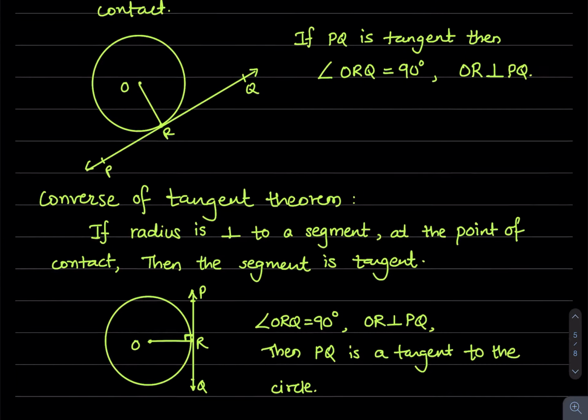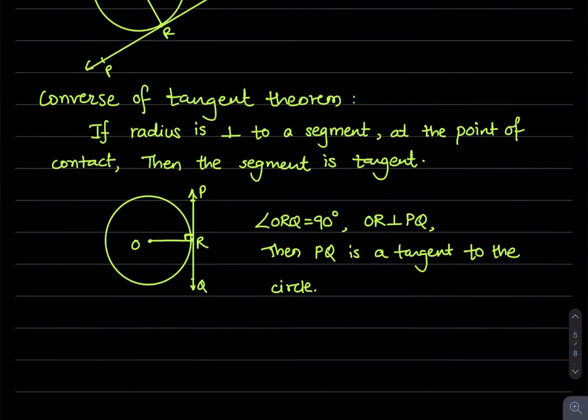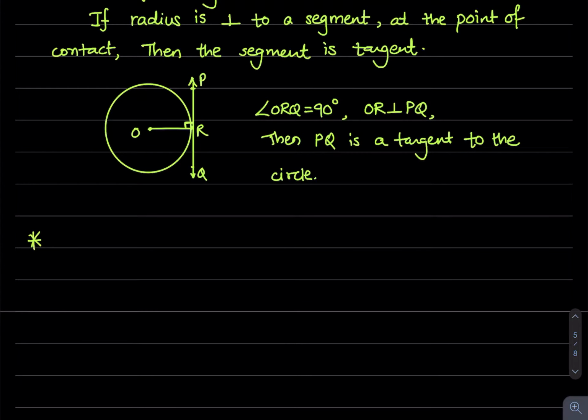So now I hope you have understood these two statements, tangent theorem and its converse. These two theorems are very important and very basic property of tangent, that tangent is always perpendicular to the radius, and if any segment is perpendicular to radius, then that segment will be the tangent. So next, the third theorem is tangent segment theorem. We are going to see the proof of this theorem.